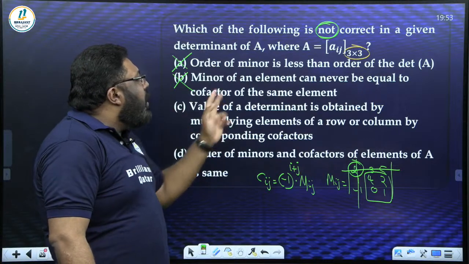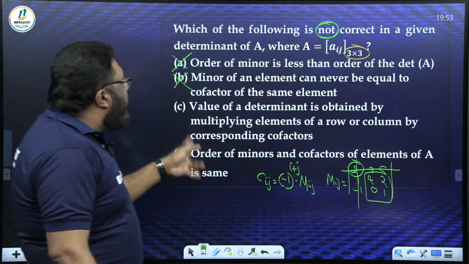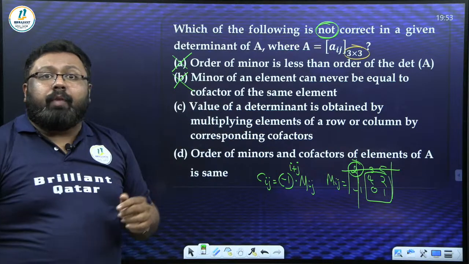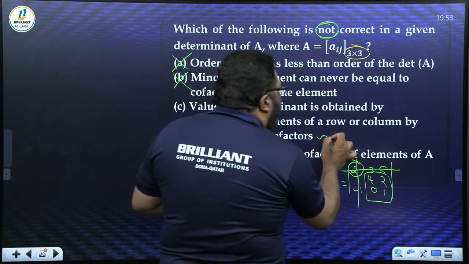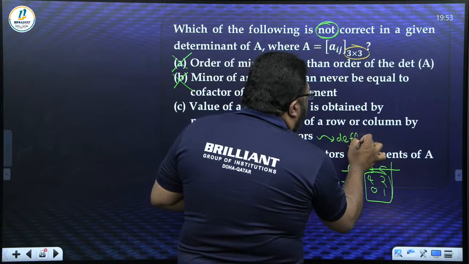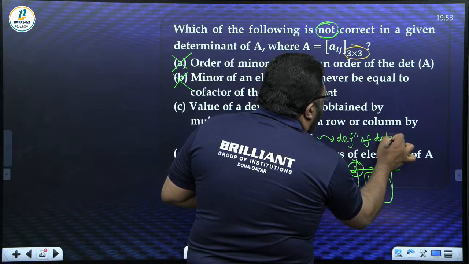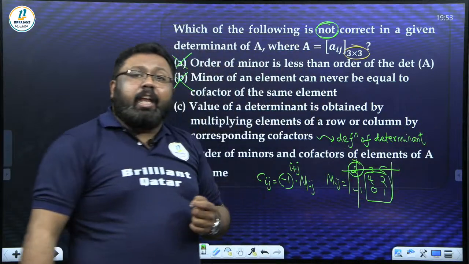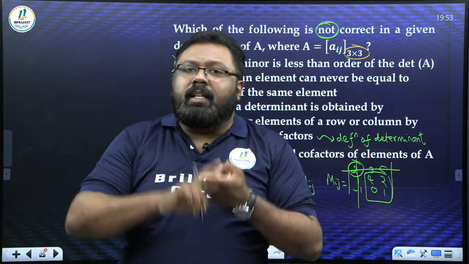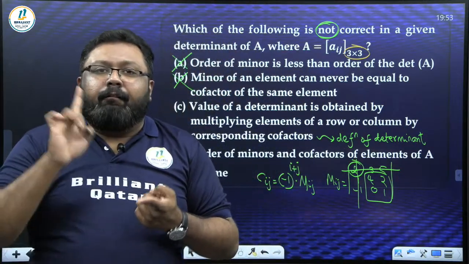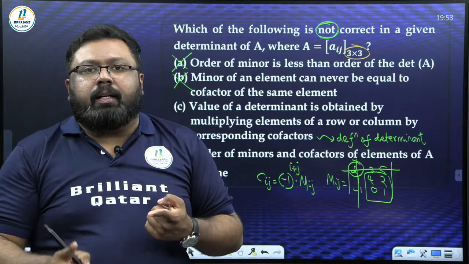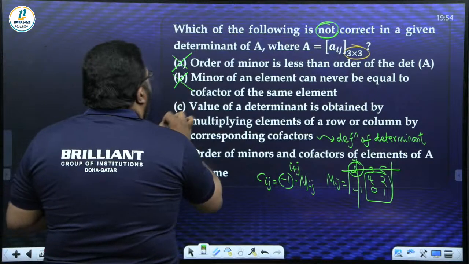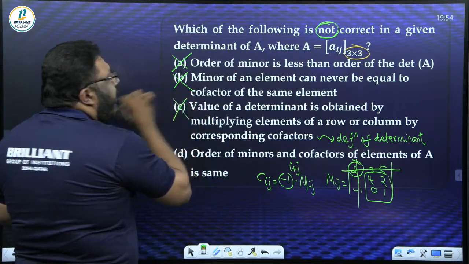Option C, value of a determinant is obtained by multiplying elements of a row or column with the corresponding cofactors. That is the definition of determinant. The determinant definition says that it is obtained by selecting any row or column, multiplying its elements with the corresponding cofactors and then adding. So this is also a correct statement.